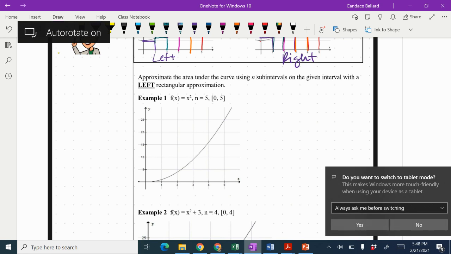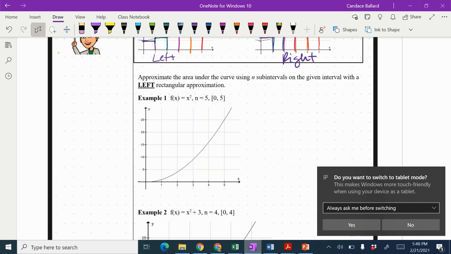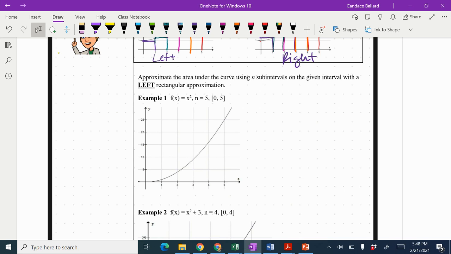In this video, we're going to talk about topic 6.1 and 6.2, and we're going to look at left Riemann sums. We call these left Riemann sums or left rectangular approximation method. We can abbreviate that LRAM. I'm going to start by drawing my rectangles from the left.